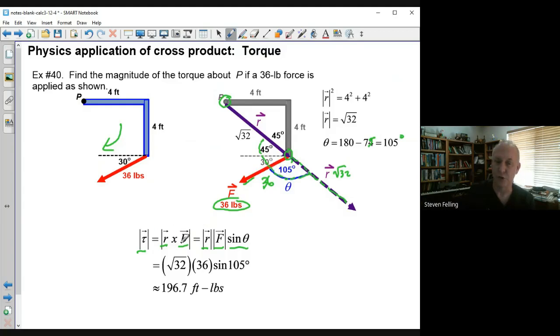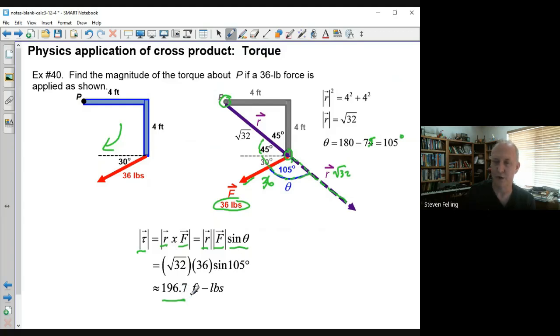So then to compute the equivalent of the cross product, the magnitude of that we know is equal to the magnitude of r, which is square root of 32, times the magnitude of the force vector, which is 36, times the sine of the 105 degrees. And if you plug that into your calculator, you get 196.7.